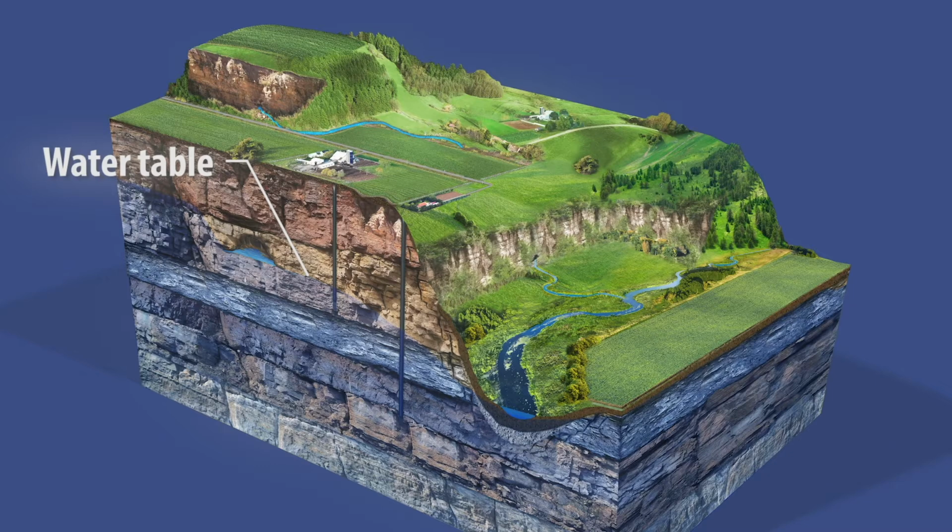In the limestone there are large cracks and a cave. The top of the water table is highest on the left side of the illustration and dips down as it intersects with the bottom of the stream.